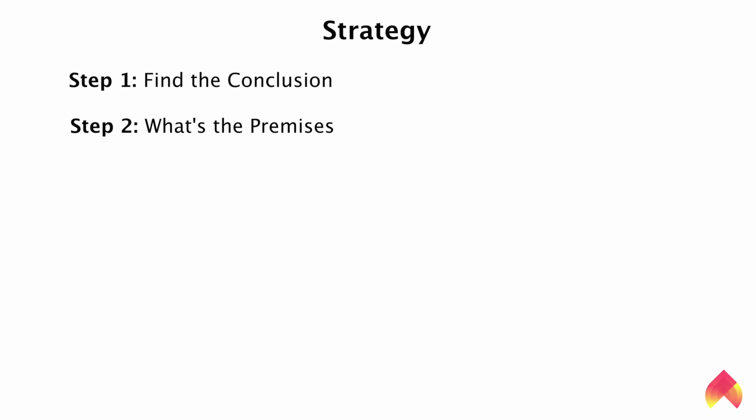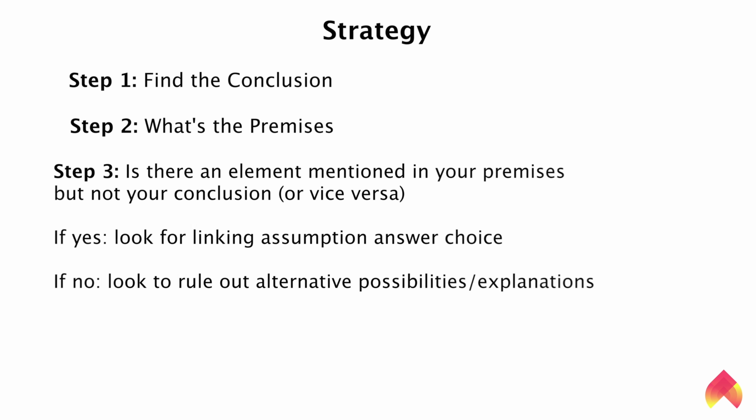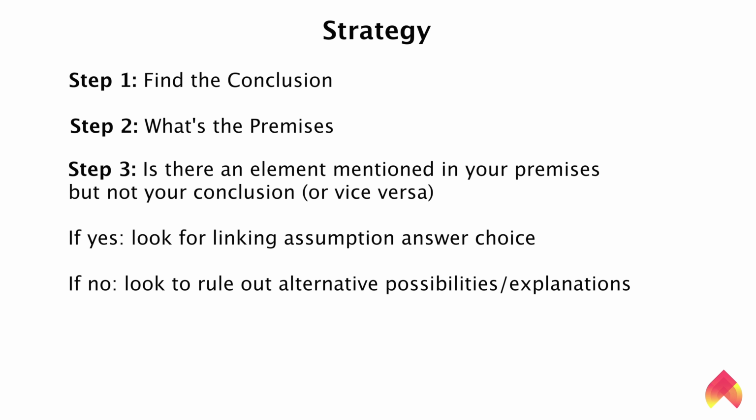So, what do I do to solve these questions? Well, they start with the two steps that every single question of the assumption family shares. Step 1, find the conclusion. Step 2, what are your premises? Next, we have to decide, is there an element present in your premises that's not present in your conclusion? If there is, then check for a linking assumption. If there's not, then we need to defend our argument.